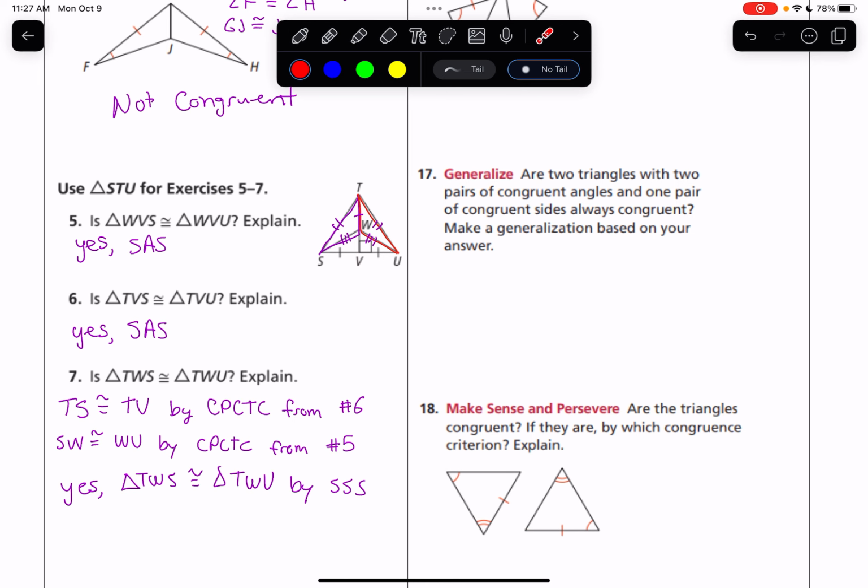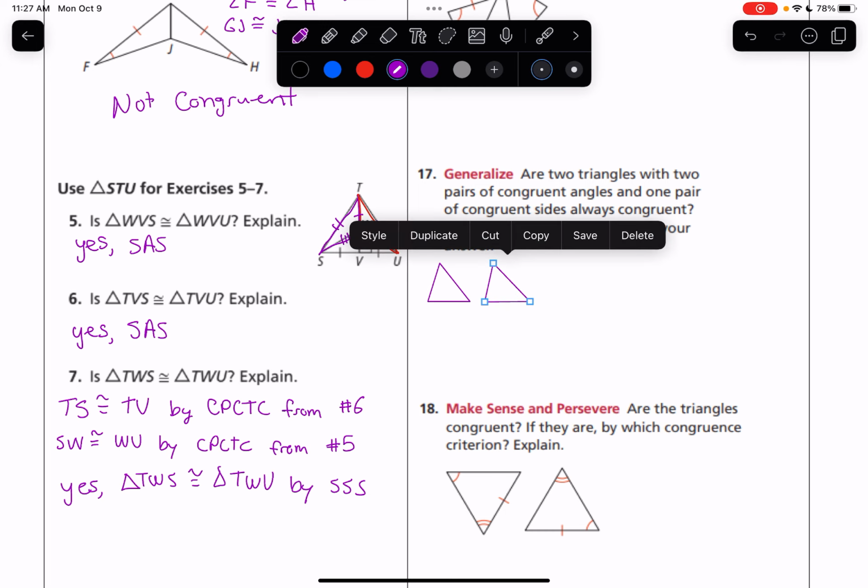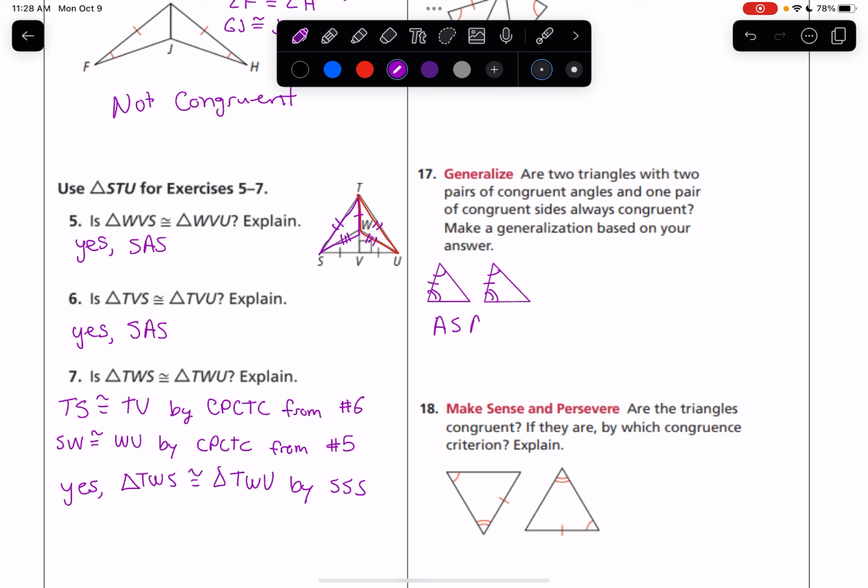Generalize: are two triangles with two pairs of congruent angles and one pair of congruent sides always congruent? Make a generalization. Let's draw some triangles. So here is a pair of two triangles, and we are saying that two of their angles are congruent, so maybe the top angles and the left angles are congruent. And one pair of their sides. So one pair of their sides could be the sides in between the congruent angles, for angle, side, angle.